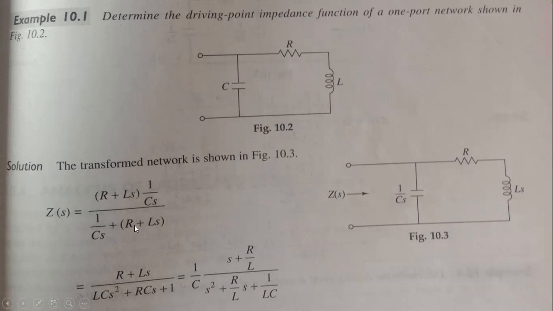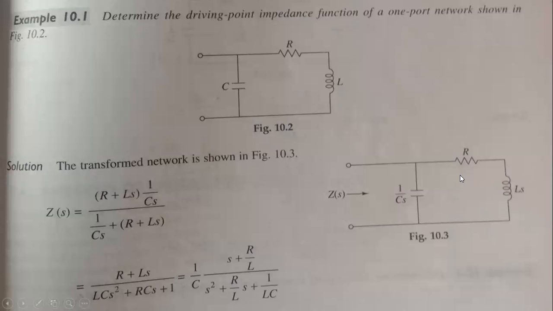So see here how we can transform the network. If we are looking from here, definitely we are talking about the voltage and the current, and the ratio is nothing but the impedance. That's why I have written here Z of S, that is in the frequency domain, and the capacitor will become 1 by CS. Already we have seen this in the transient response. So R will be as it is, but L will be LS. L will be LS, C will be 1 by CS, R will be as it is.